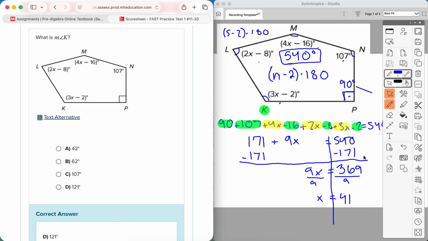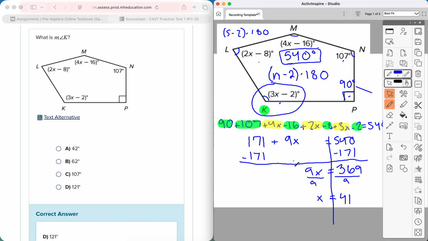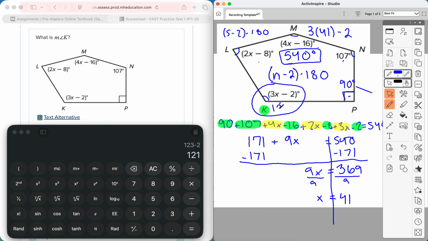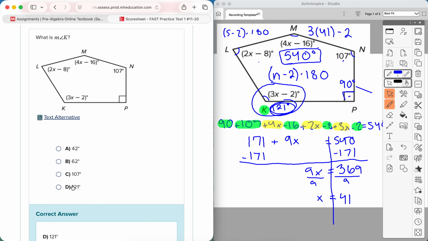But actually, the question, and the reason we highlighted this earlier, even though it got a little lost, we're looking for the measure of this angle, 3x minus 2. So now that I have x, I have to plug it in. You can't forget that. Everyone forgets it, but you can't be one of them. 3 times 41 minus 2. Calculating 3 times 41 minus 2. 121. This angle is 121 degrees. That is my answer. Angle K equals 121 degrees.